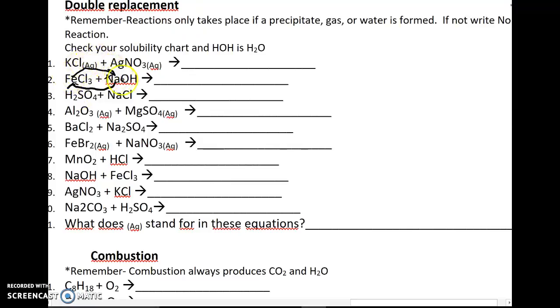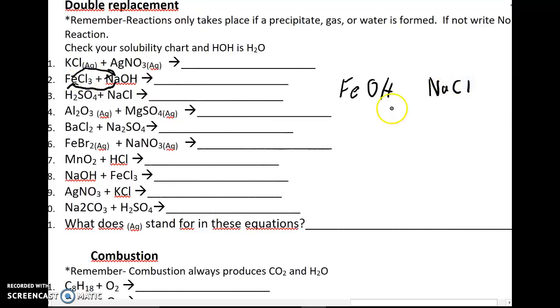So the iron would now be with hydroxide, so Fe and OH. You'll notice I'm not really worried about charges and writing the formula correctly yet, because right now I just want to check those on my solubility chart to see if a precipitate is going to be formed. My other possible compound would be the combination of sodium and chlorine.